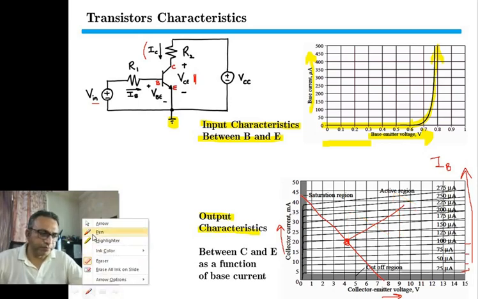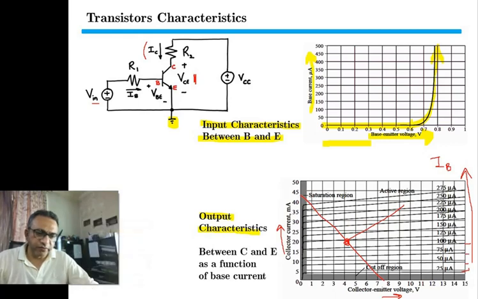The amplifier will enhance the signal like this, and this point is called the Q point.